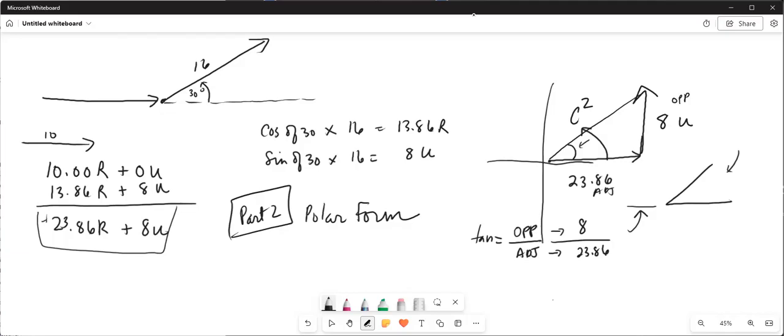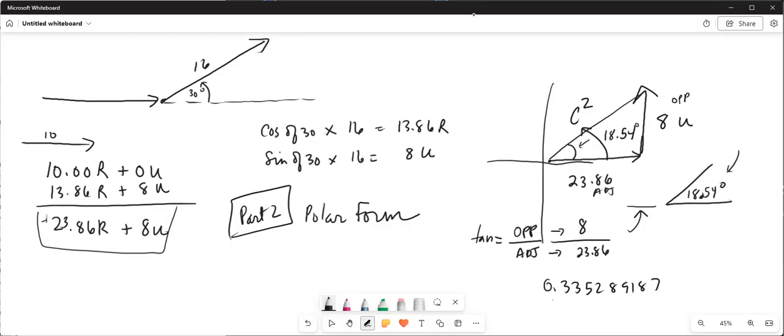Right. And then what does this mean? It just means that I divide, right? So I'm just dividing 8 by 23.86. So 8 divided by 23.86 equals 0.335289187. I'll just leave it in my calculator. And then I'm going to hit second and tan, and that will give me the angle. That inverse tan gives me the angle, which is 18.54 if I round it to two places. So my angle is 18.54 degrees.